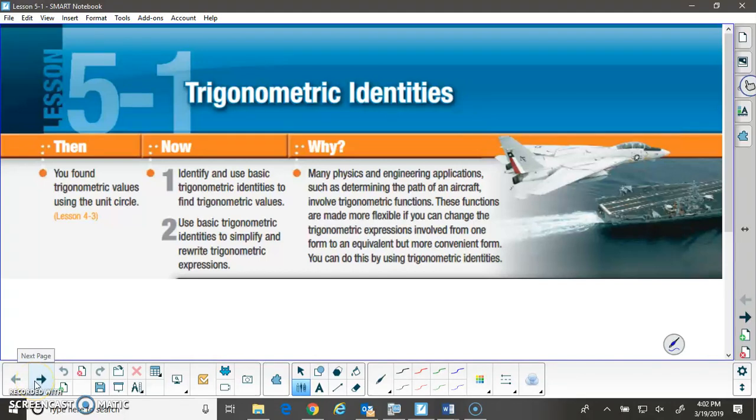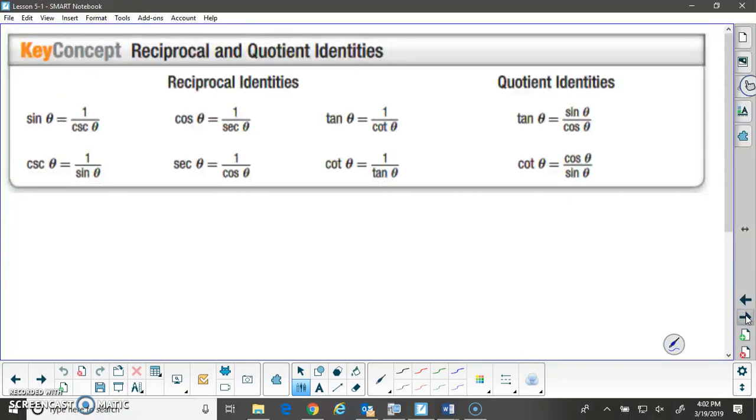Lesson 1 of Chapter 5 is on trigonometric identities. So you should already have these reciprocal identities on your note card. We've talked about how sine of theta is equal to 1 over the cosecant, and so the cosecant of theta is equal to 1 over the sine of theta.